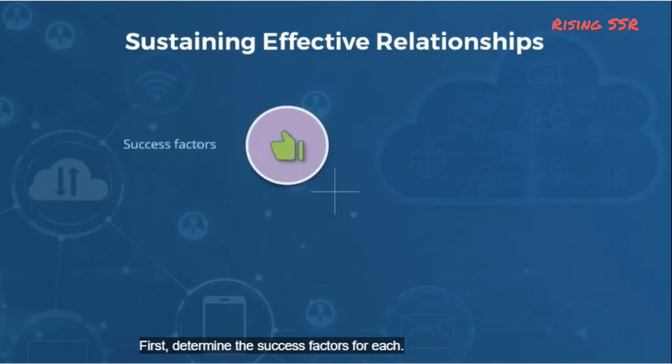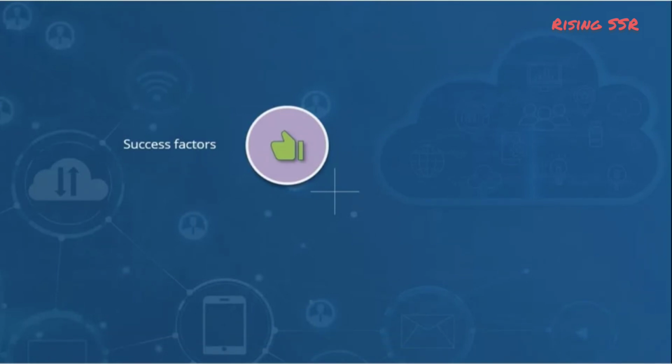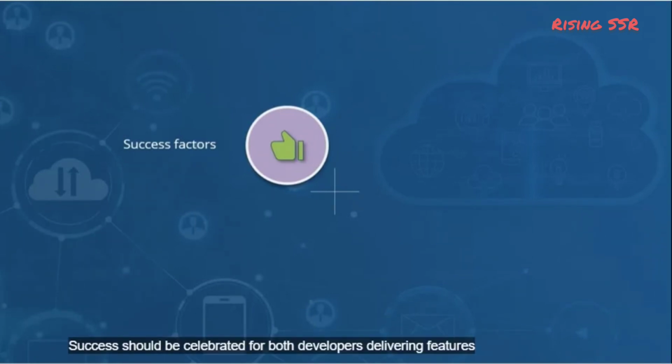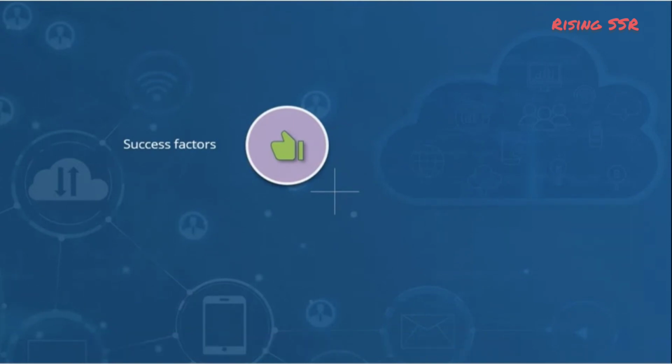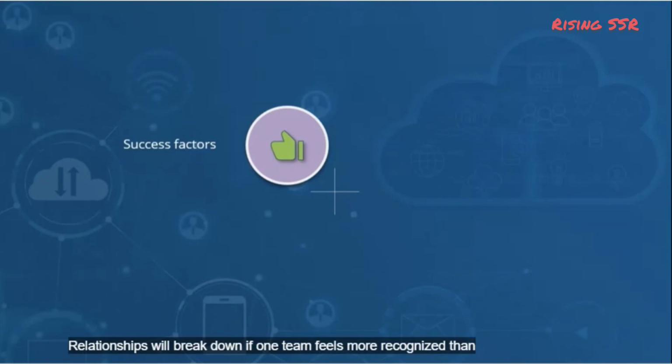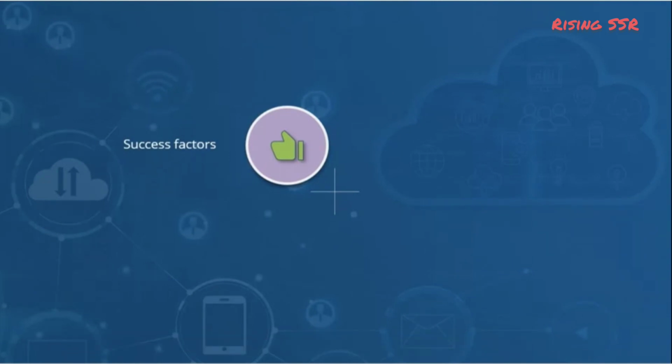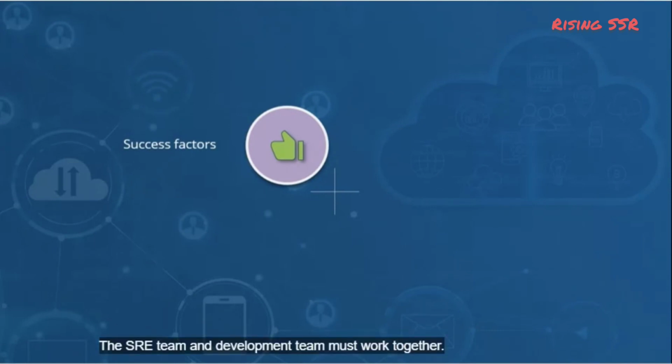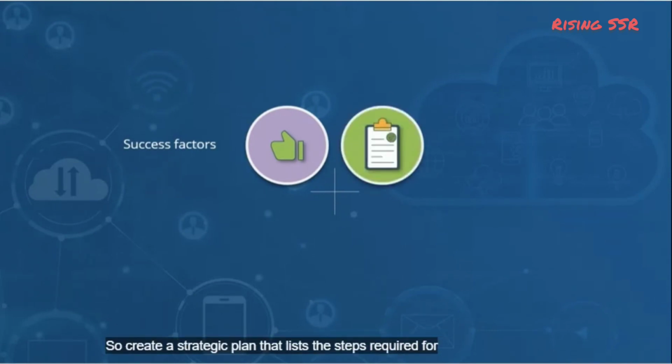First, determine the success factors for each. In a customer-focused approach, their ultimate success is the same: value for the customer. Their ways of achieving this are overlapped but different. Success should be celebrated for both developers delivering features as well as SREs delivering operational stability and reliability. Relationships will break down if one team feels more recognized than the other for their successes. The SRE team and development team must work together, so create a strategic plan that lists the steps required for their successful journey together through the service lifecycle.